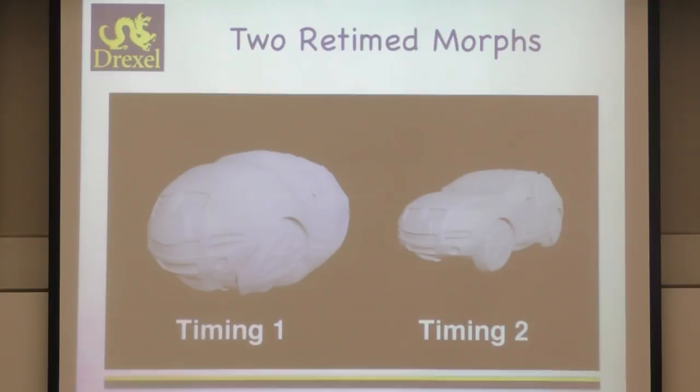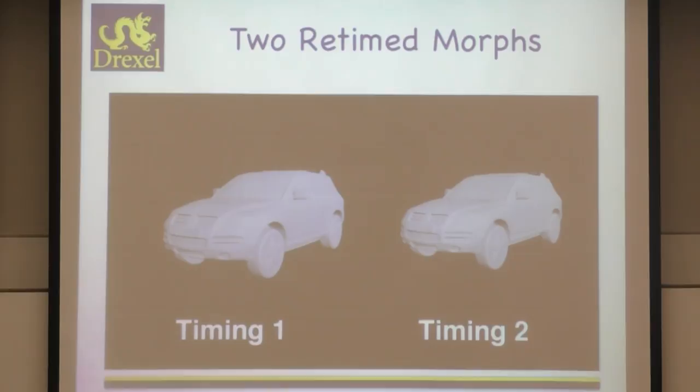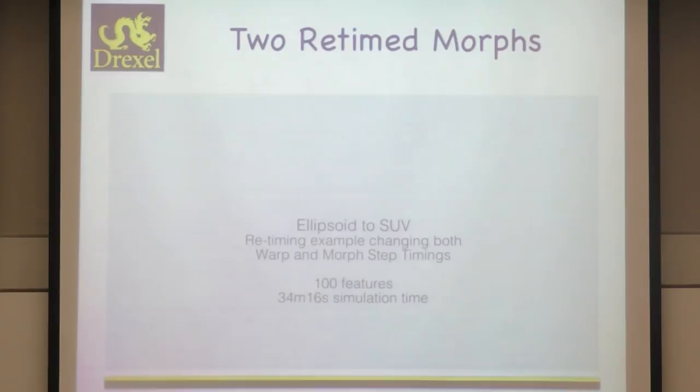So from the same features, we can now also control the timing of how quickly the warp gets applied versus how quickly the morphing step happens again, which transfers the surface details. Here's another one. Actually, I think timing 2 is the same as timing 1 in the other one.